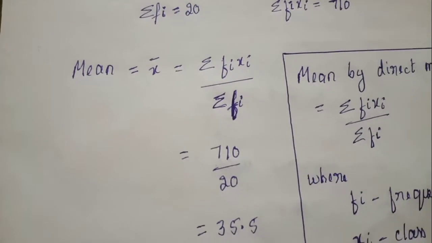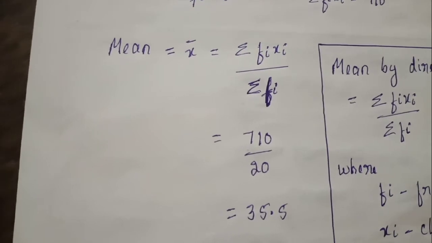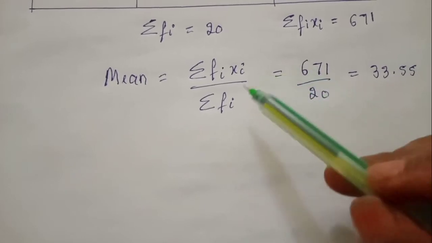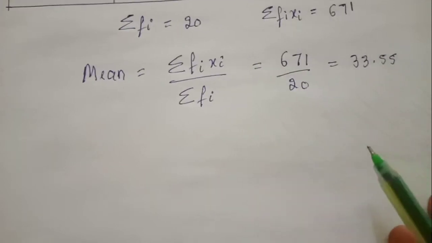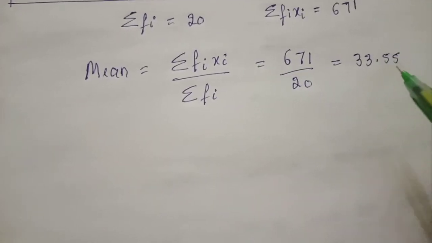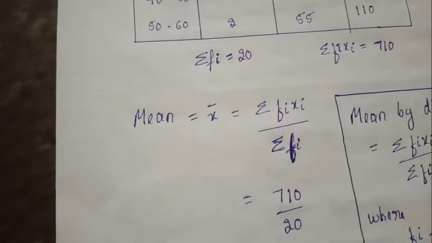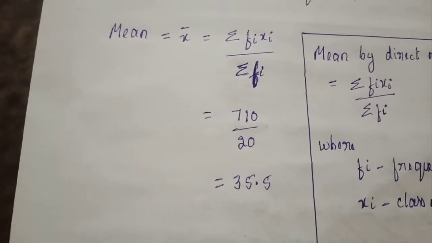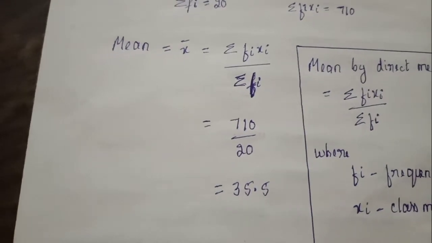So you can ask one question. In the previous class, we saw how to find the mean of ungrouped data. You can see here, I found the mean of ungrouped data with the same formula, that is summation of fi xi divided by summation of fi. But what answer did I get? I got 33.55. The same data I took here to find the mean of grouped data, but the answer is 35.5. 33.55 I got in ungrouped data and 35.5 in grouped data.